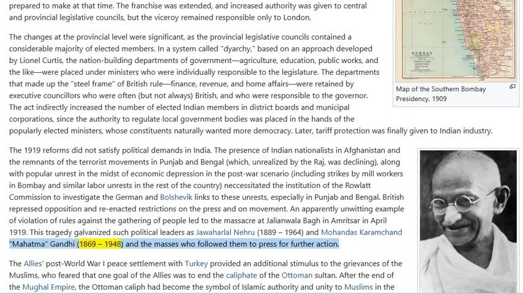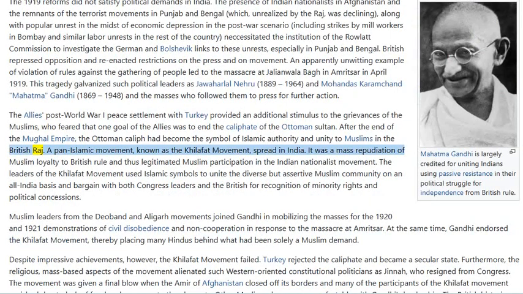1869-1948, and the masses who followed them to press for further action. The Allies' post-World War I peace settlement with Turkey provided an additional stimulus to the grievances of the Muslims, who feared that one goal of the Allies was to end the caliphate of the Ottoman Sultan. After the end of the Mughal Empire, the Ottoman Caliph had become the symbol of Islamic authority and unity to Muslims in the British Raj.